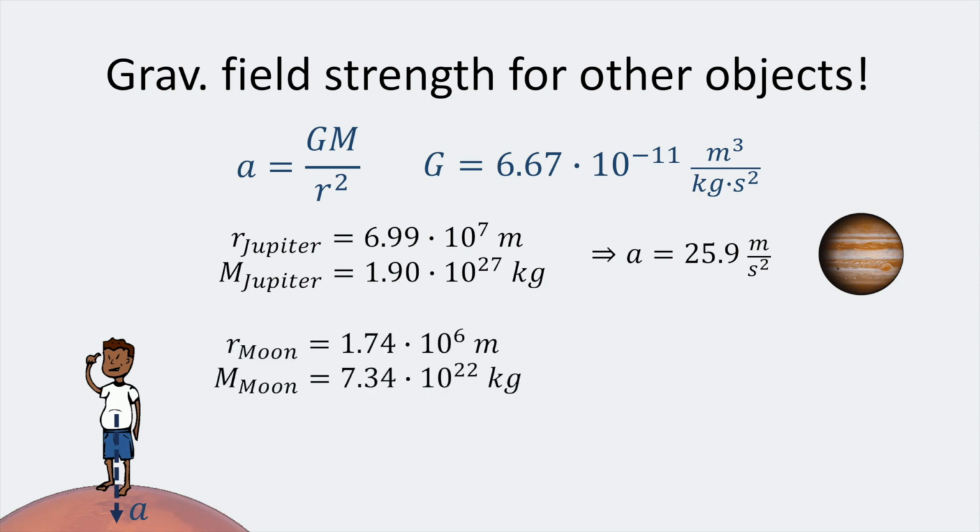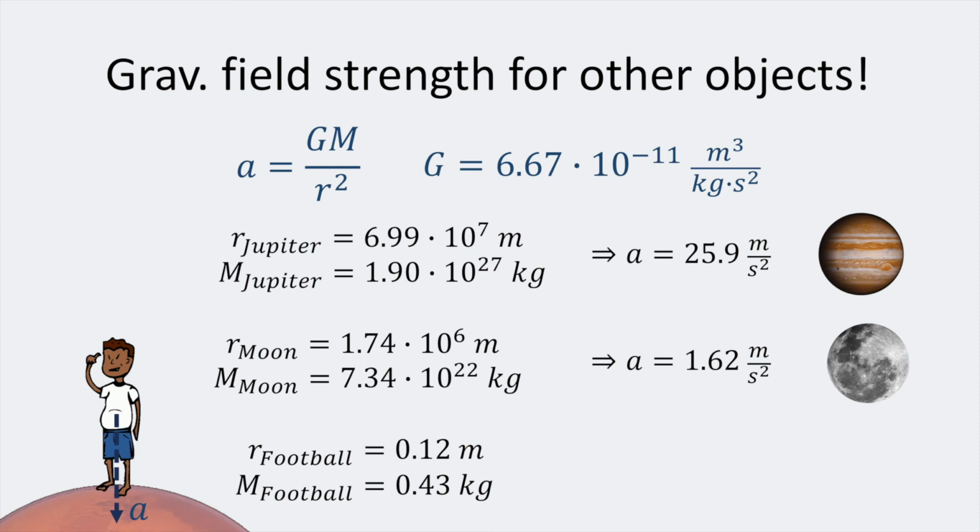Also, we can calculate the gravitational field strength on the surface of the Moon, and what we get is a value that's far less than on the surface of Earth, only 1.62 meters per second squared. Now we can also calculate the gravitational field strength on the surface of a football. Why not? So a traditional football has a radius of about 12 centimeters and a mass of about half a kilogram. And what we get is a surface acceleration of 1.99 times 10 to the minus 9 meters per second squared, which is far too little to ever be noticeable by any human being.